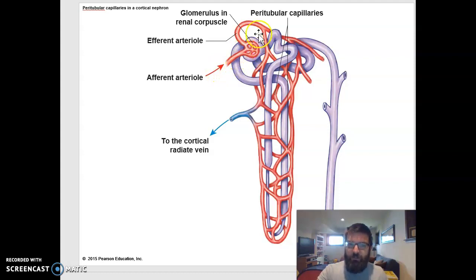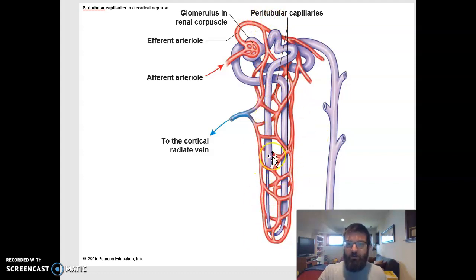There you have filtration, and whatever is small enough to fit through the fenestrated capillaries gets captured by the glomerular capsule and goes through the tubules. What's big enough to stay in the blood leaves through the efferent arterioles, right? Just like efferent neurons are motor. They leave the central nervous system. Those efferent arterioles then lead to capillaries.